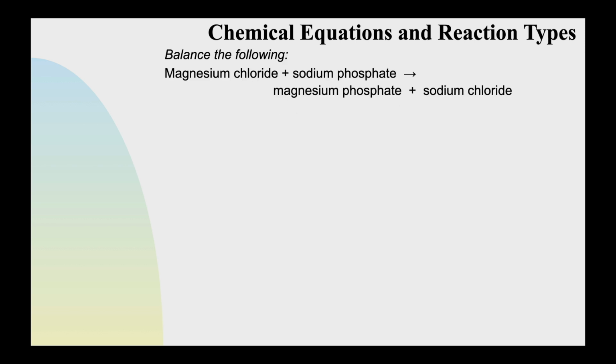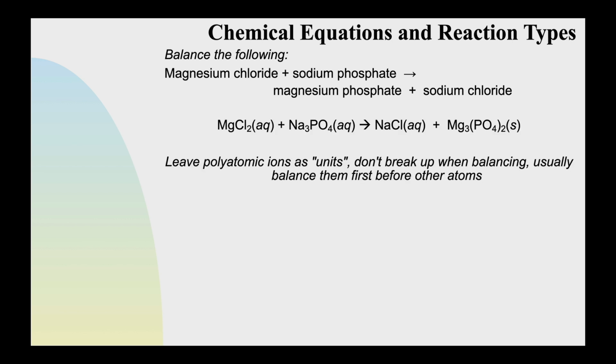Here's another example. Magnesium chloride plus sodium phosphate makes magnesium phosphate plus sodium chloride. So again, we've got to figure out charges on all these things, make sure they balance. Magnesium is positive 2, chloride is negative 1, sodium is positive 1, phosphate negative 3. So when you put all these together, magnesium chloride, positive 2 with negative 1, would be MgCl2. Phosphate negative 3 with sodium plus 1 would be Na3PO4. Sodium chloride, NaCl, and magnesium positive 2 with phosphate negative 3, when you do it, Mg3(PO4)2.